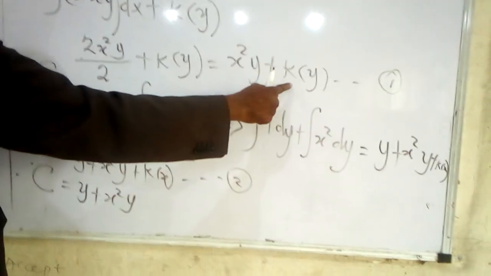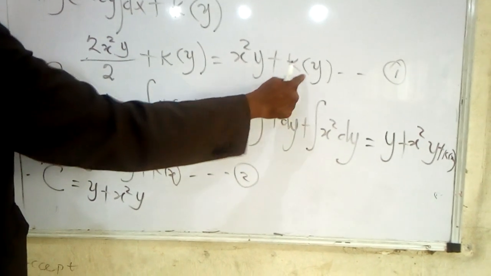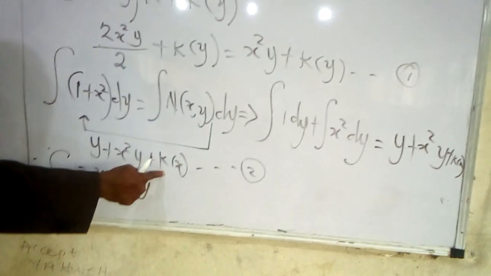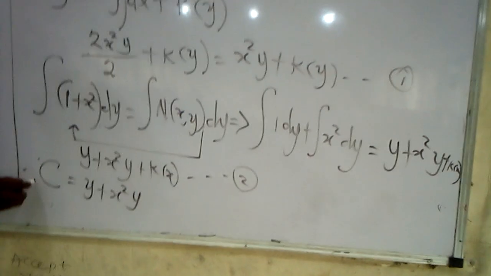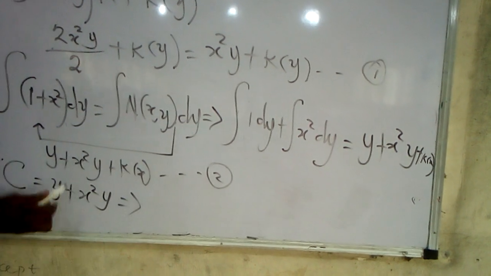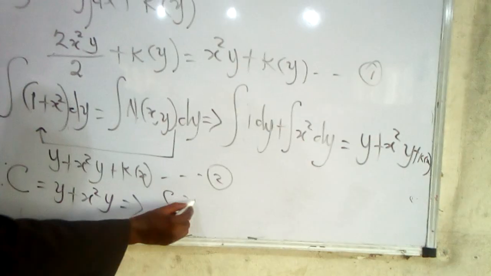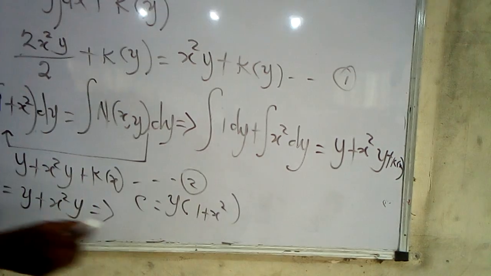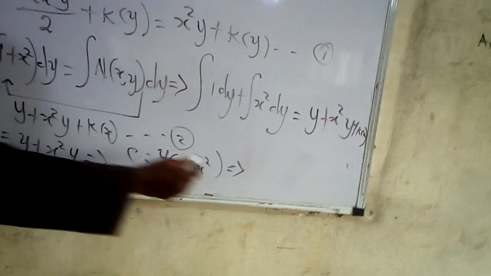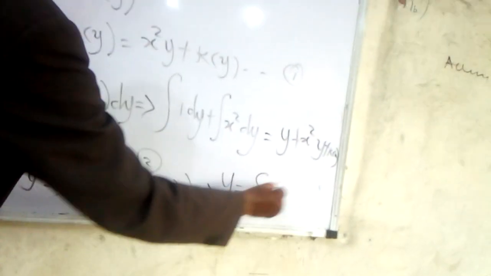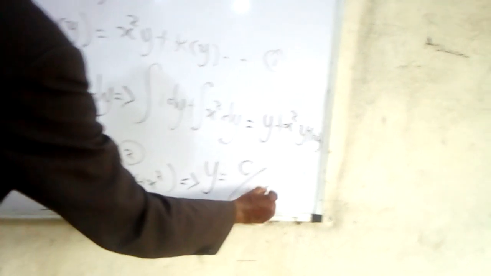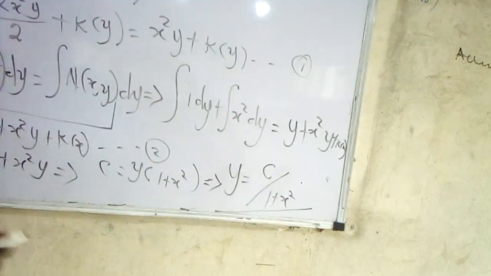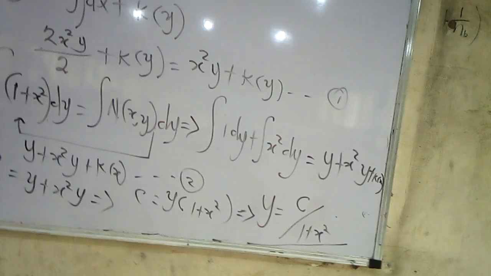So now what we do is to expunge the constant function of y and the constant function of x, merge the two equations and equate it to the constant C. With this constant C, we have our factor: C is equal to y times (1 plus x squared). And finally, by making y the subject of the formula, y is equal to C over (1 plus x squared). This is a typical exact first order differential equation.